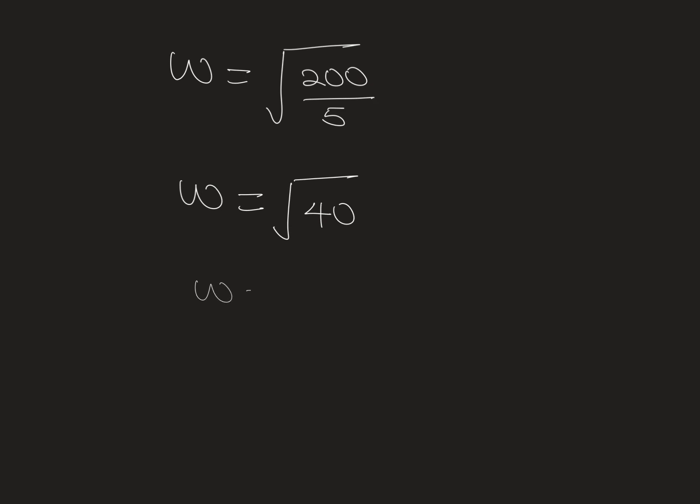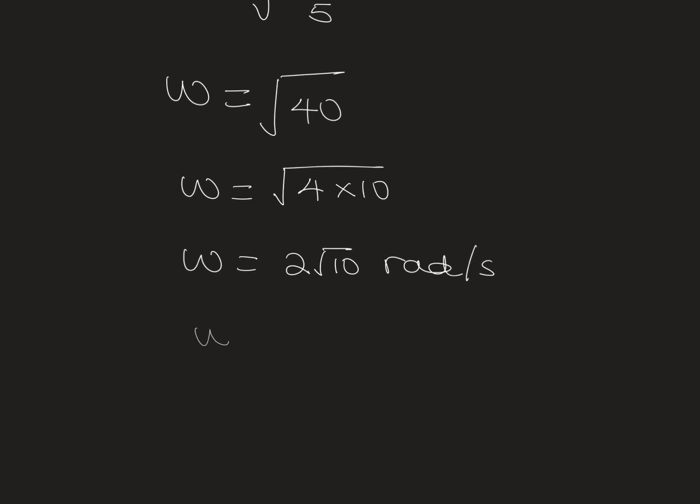So what is the square root of 40? We can express our answer in short form if we want. So root 40 can be the same as the square root of 4 times 10. The square root of 4 is 2, so that will be 2 root 10 radians per second. Or if we like, we can just give the answer as 6.32 radians per second.